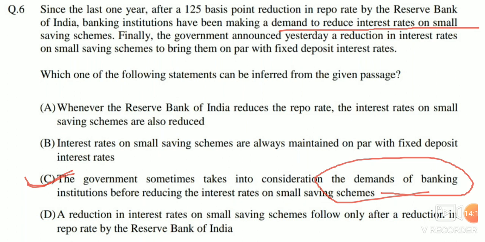But when linking with the passage only, what the passage has given, we can understand: since the last 1 year, after a 125 basis point reduction in repo rate by the Reserve Bank of India, banking institutions have been making a demand to reduce interest rates on small savings schemes. Finally, the government announced yesterday a reduction in interest rate. From the passage, we can conclude that the government sometimes takes into consideration the demands of the banking institutions before reducing the interest rate on small savings schemes. So, according to the passage, the answer is C.